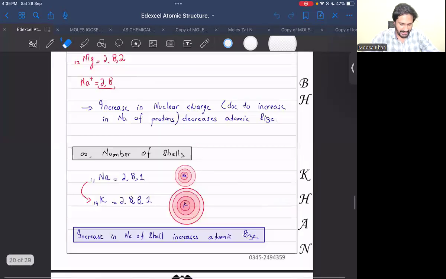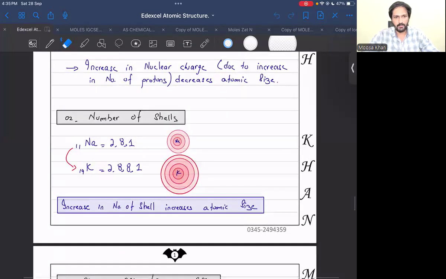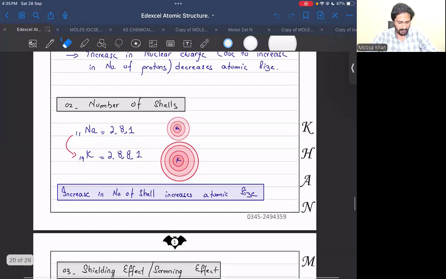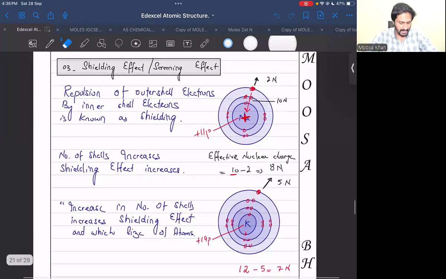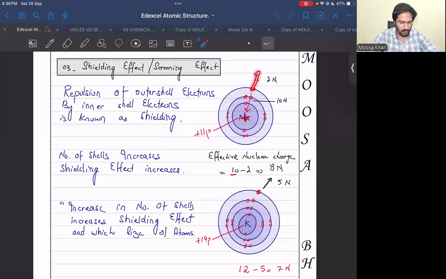Then the second factor that can affect the atomic radius is, of course, the number of shells. If any atom has more shells, then obviously its size would be bigger. And the third and the most important factor was the shielding effect. Shielding effect is basically the repulsion of the outer shell electrons by the inner shell electrons. If any atom has more inner shells, it will exert greater force of repulsion on its outer shell electrons. So when any atom has more shells, it has more repulsion between its inner shell electrons, due to which the size of the atom increases.